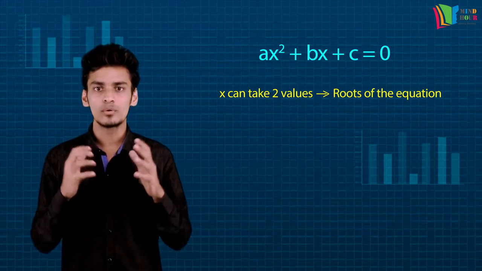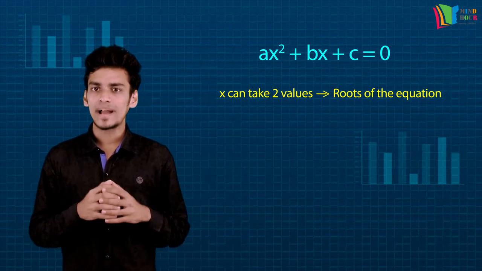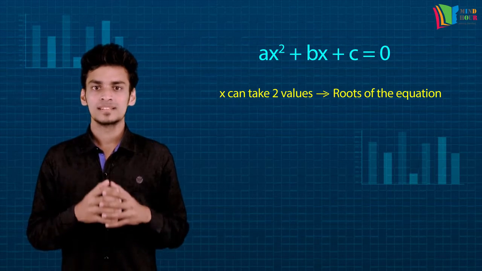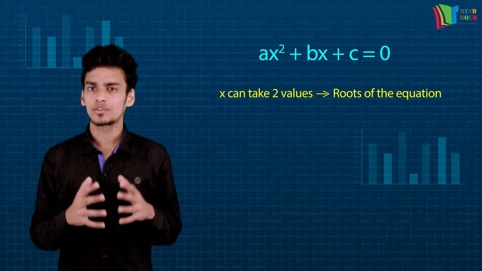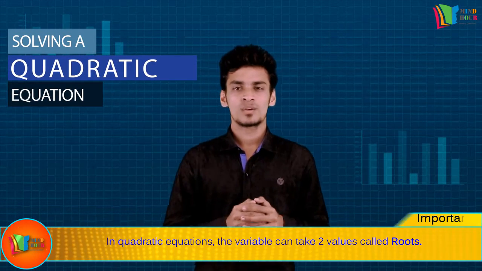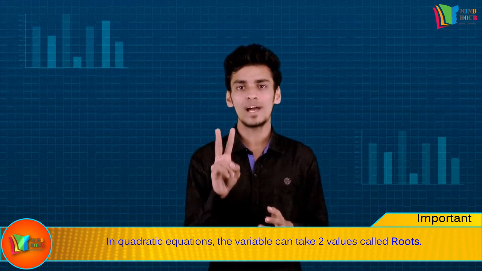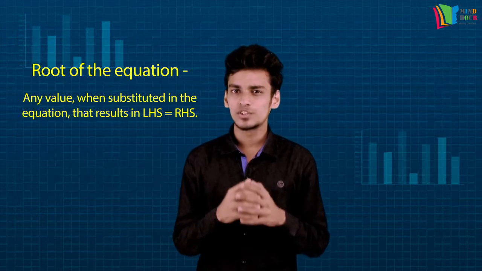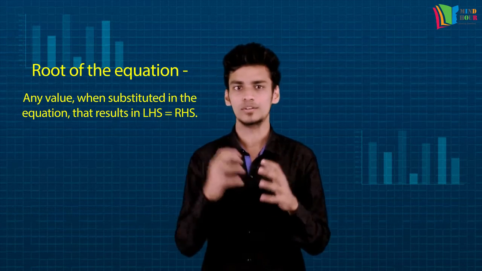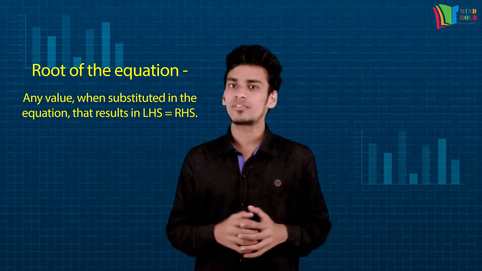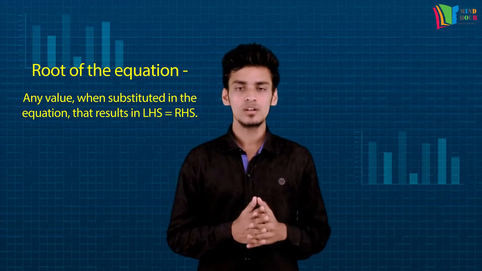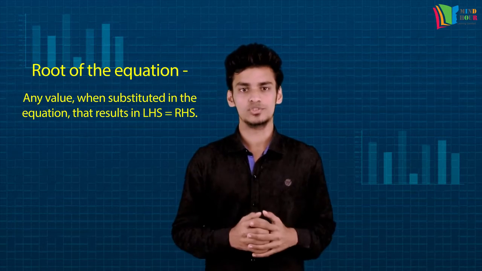In a quadratic equation, the unknown can take a maximum of 2 values. These values are called the roots of the quadratic equation. Suppose we are given a quadratic equation. We have already seen that the unknown in a quadratic equation will take 2 values. What does this mean? This means if we substitute any one of these 2 specific values for the unknown, it will satisfy the given quadratic equation. That is, the left-hand side of the equation will be equal to the right-hand side of the equation.